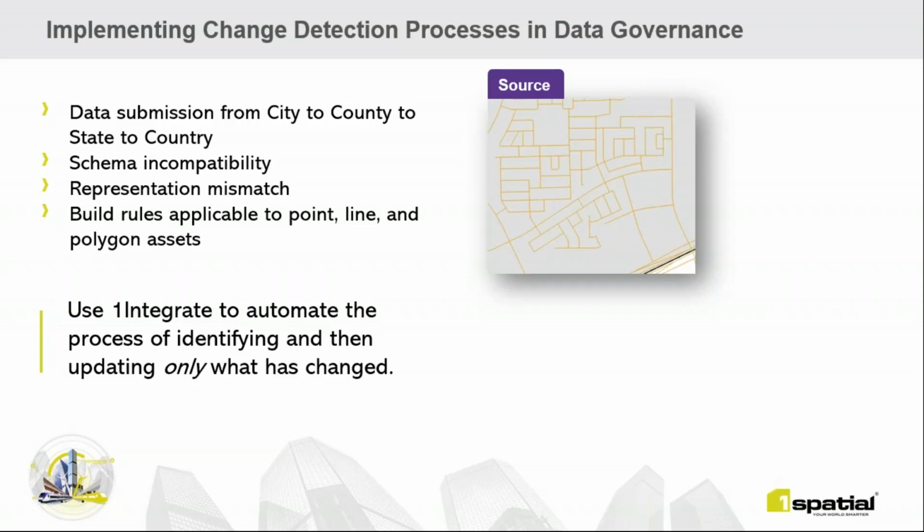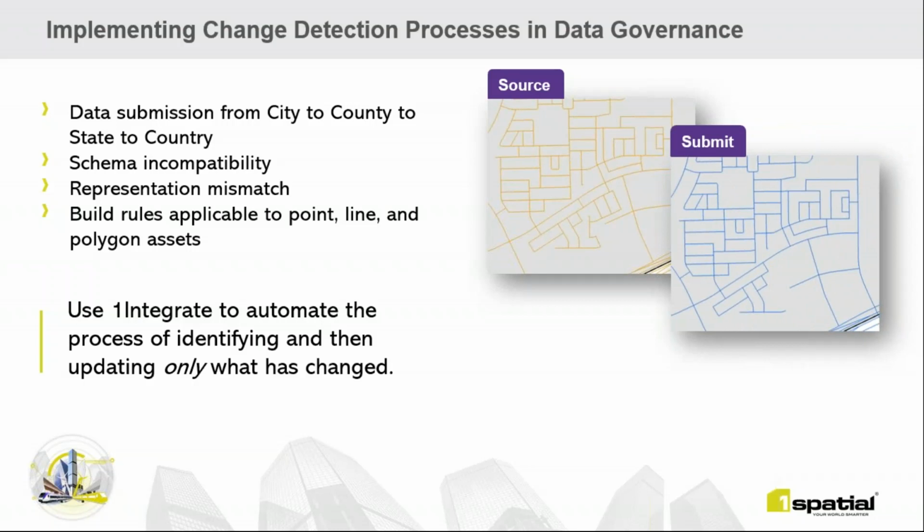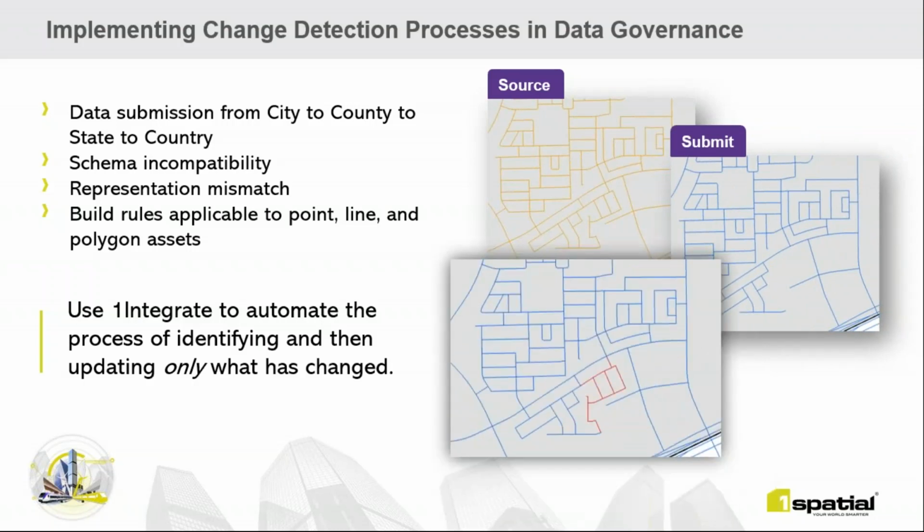Over here to the right, I have an example of what we'll call the source data from the state. So a county might submit their vintage of that data to the state. And when we overlay these two data sets, we're seeing most of this network is pretty much the same, except for the small area right here that appears to have been added. So instead of inefficiently replacing the entire network and potentially losing any associated metadata with it, we want to focus on just updating the changes. So what we're going to do is use OneIntegrate to automate the process of identifying and updating only what has changed in the data through our change detection processes.